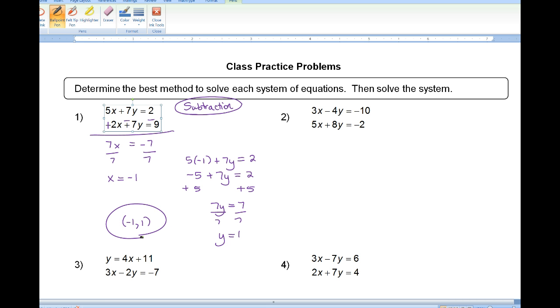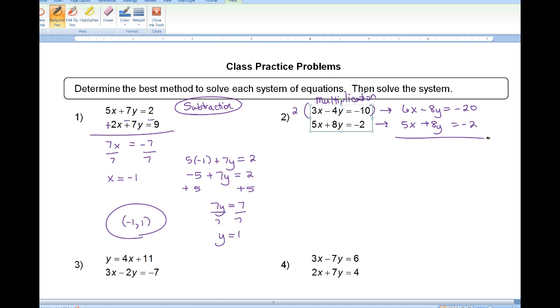Okay, what would you use in number 2? Oh, we can just multiply the top by 2. Good, so this one's going to be multiplication. How about by just 2? Because they're already opposite signs. So we get 6x minus 8y equals negative 20. One's positive, one's negative already. So I wouldn't bother with the negative 2, because otherwise we have to subtract them. It would still work, it's fine.